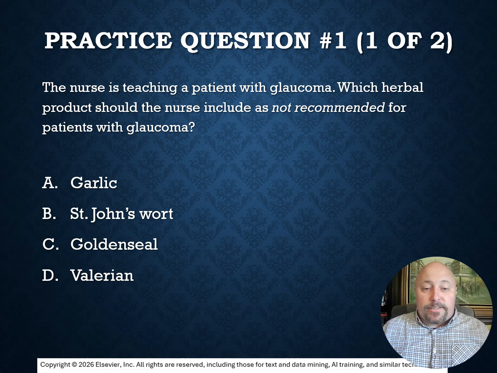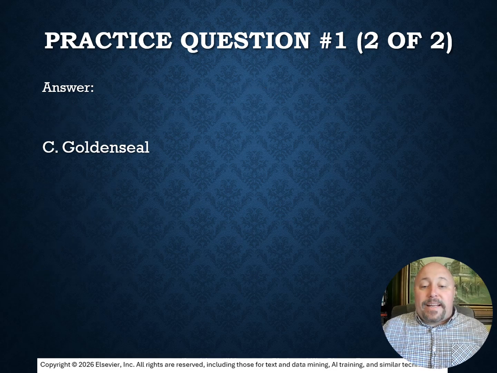For our first practice question, the nurse is teaching a patient with glaucoma. Which herbal product should the nurse include as not recommended for patients with glaucoma? That be A, garlic, B, St. John's wort, C, golden seal, or D, valerian? That answer is going to be C, golden seal.